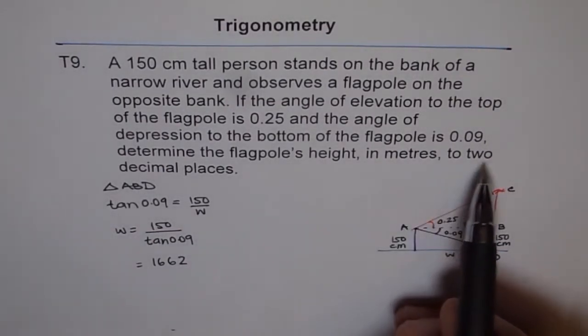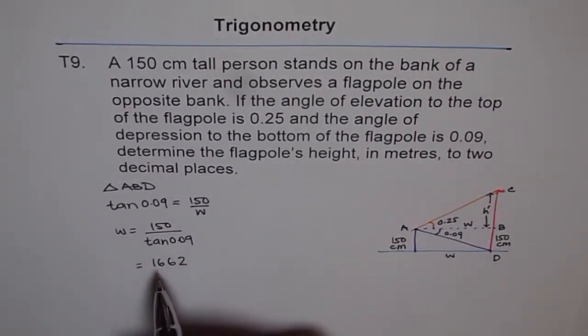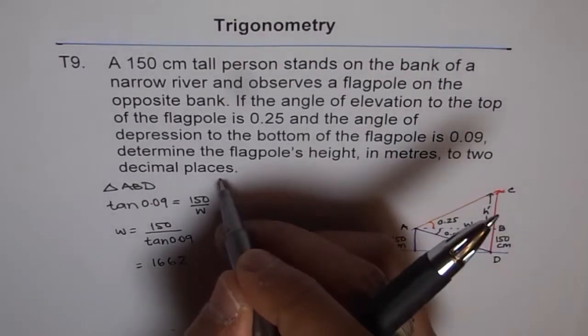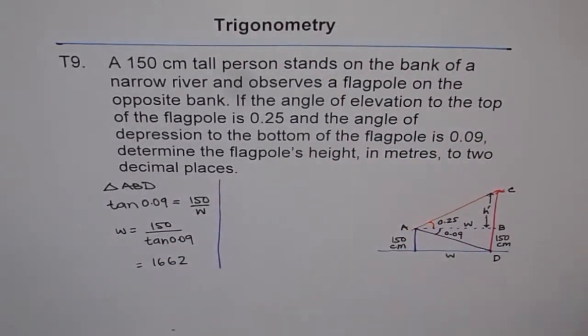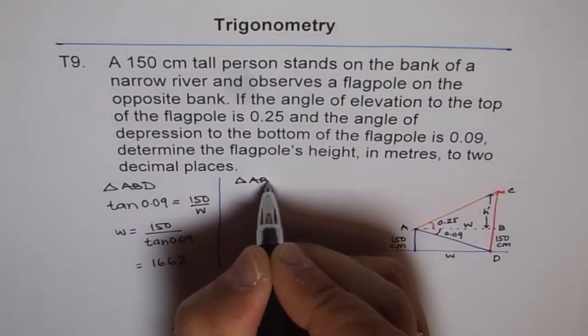We want meters to 2 decimal places, so we'll change the units later. Let's do it in centimeters first. So we get a width of 1662. Now we have solved the lower half of our triangle. Let's do the other half of the triangle, which is ABC. So let's consider triangle ABC.